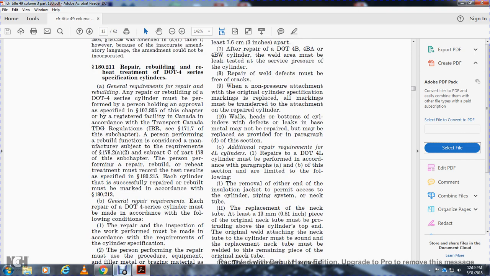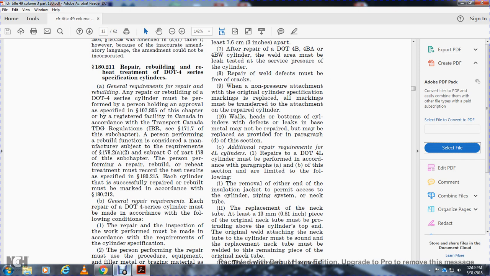They're limited to the following: 1. The removal of either end of the insulation jacket, which permits access to the cylinder piping system with the neck tube. 2. The replacement of the neck of the tube, with at least 0.51 inches replaced, with the original 0.51 inches of the original neck of the tube protruding above the cylinder's top of the original welding attachment.